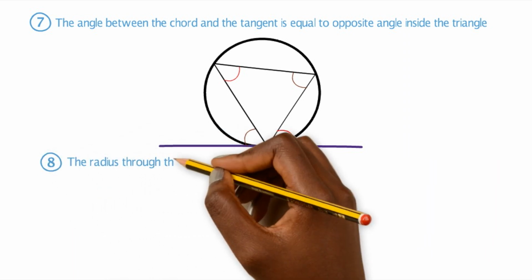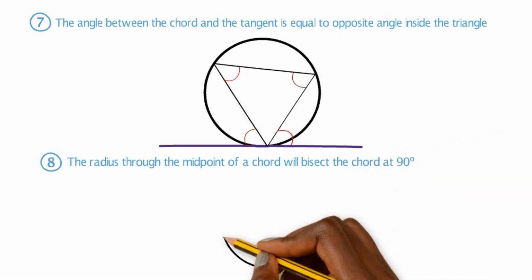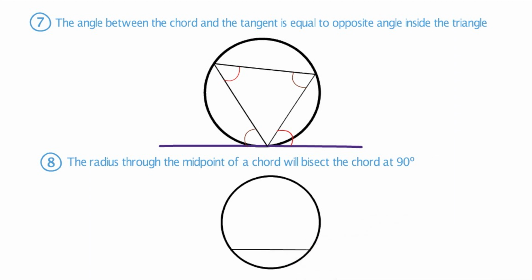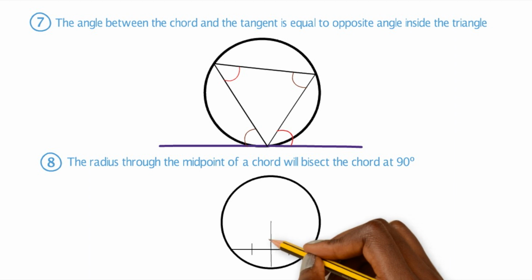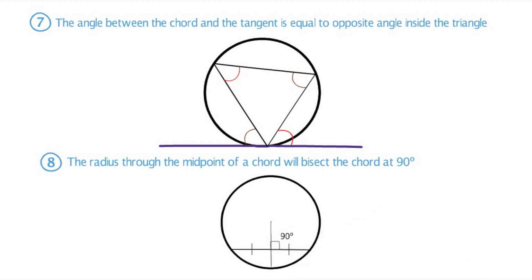And the last one is that the radius through the midpoint of a chord will bisect the chord at 90 degrees. So again, here's our circle, here's our chord, here's the line up. Notice how that midpoint is going directly in the middle of the chord, and so it's going to form a 90-degree angle. So we're going to apply these rules to some questions.